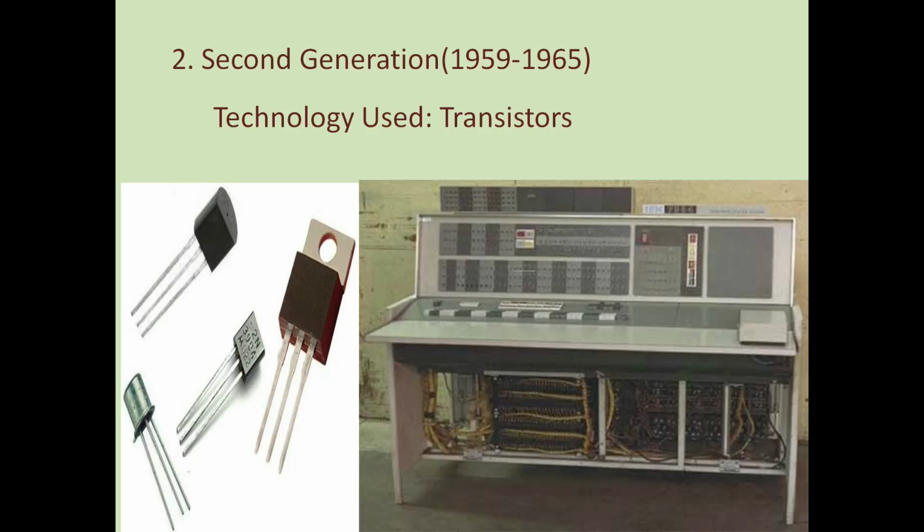Now we move on to the next generation, that is the second generation computer, and the time period ranges from 1959 to 1965. Here the technology used was the transistor. This is an image of a transistor and a second generation computer. Transistors were far superior compared to vacuum tubes, which allowed computers in the second generation to be smaller, faster, cheaper and more energy efficient. Although the transistor still generated a great deal of heat that subjected the computers of this generation also to damage and malfunction, it was still a vast improvement over vacuum tubes.